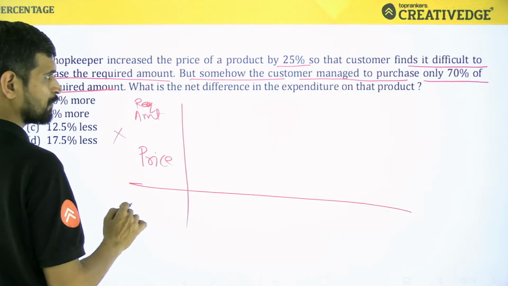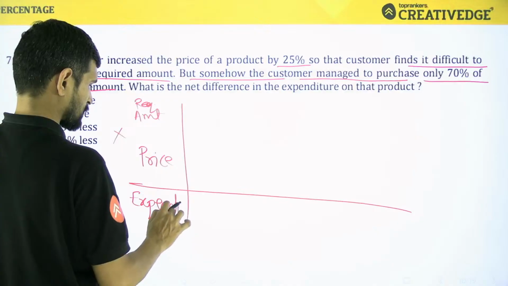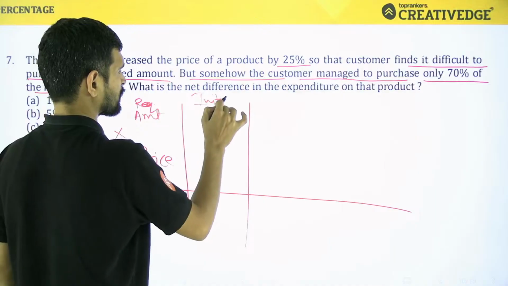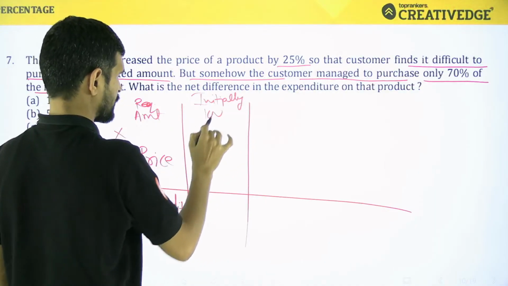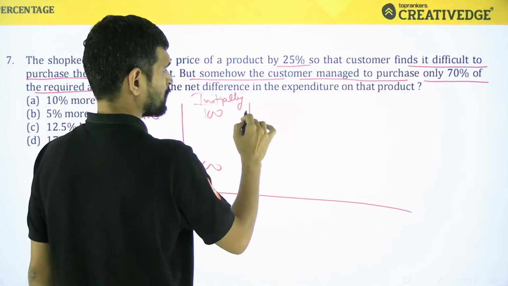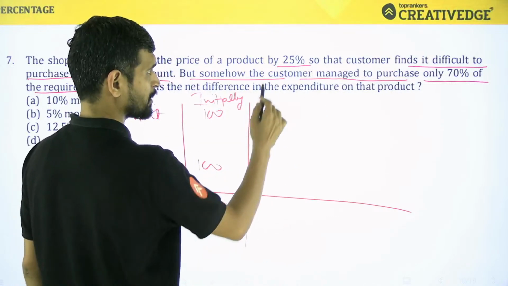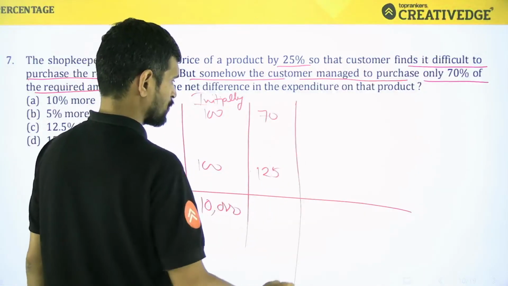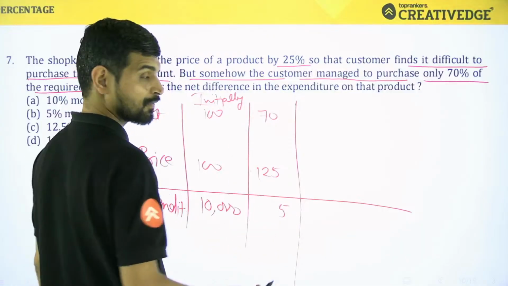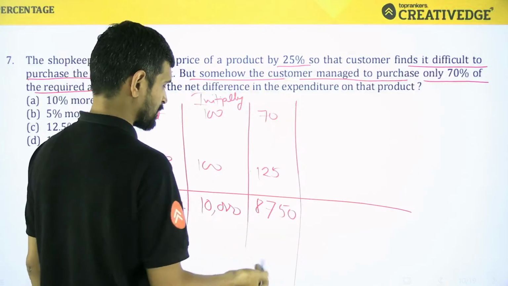Product of these two will be the total expenditure. Initially, if it was 100, this was also 100, this becomes 10,000. Later on, required amount becomes 70% of what it was initially, and price increased by 25, so this becomes 125. So 125 into 7. So 7 5s are 35, 7 2s are 14, 14 plus 3, 17, carryover is 1, 7 1s are 7, 7 plus 1, 8, 8 7 5 0 becomes the final.